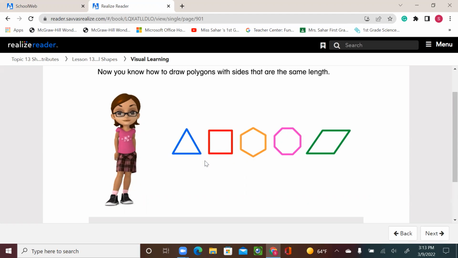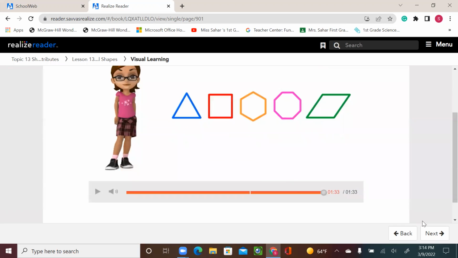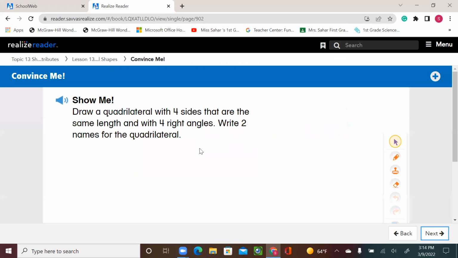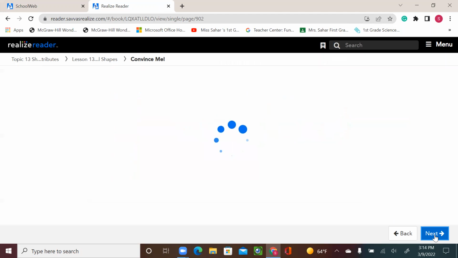So now we know that a polygon has straight sides and the shape has to close. Now we have different ones, and we learned that some of the shapes could have all sides equal or 2 sides equal. All right, let's go to our guided practice on page 570 and see what we have.